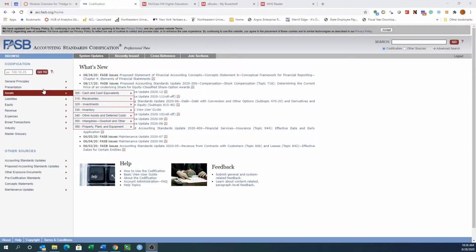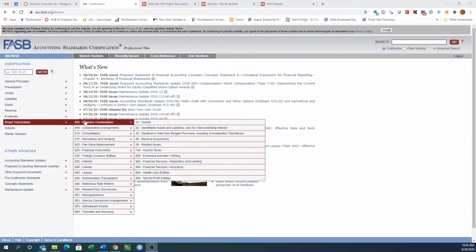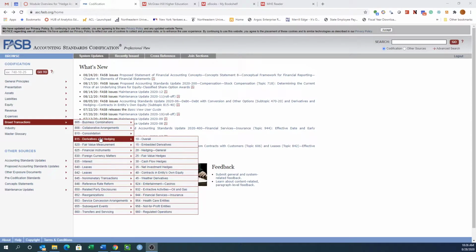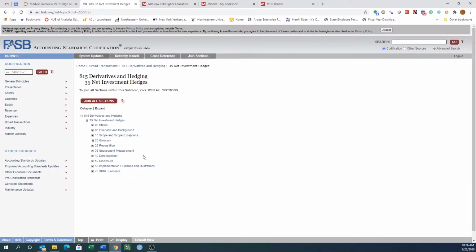So we're here on the FASB site. We just want to make sure that we have an idea where we're looking for this particular item. Again, derivatives and hedging, and we're looking at net investment hedges. This is how we are investing in a second separate subsidiary. And we'll take a look at just our subsequent measurement.